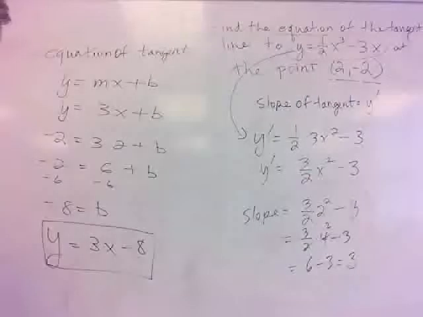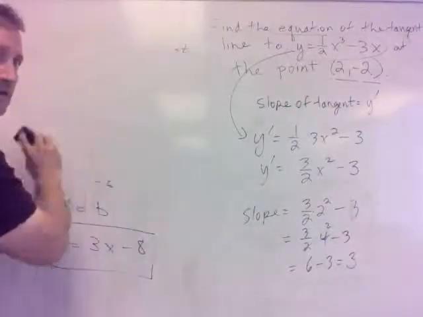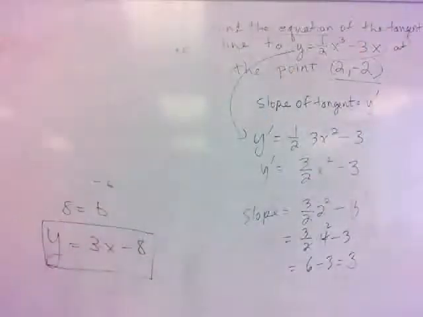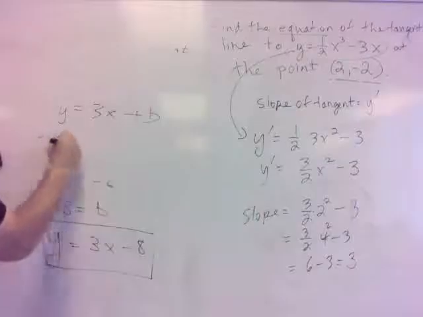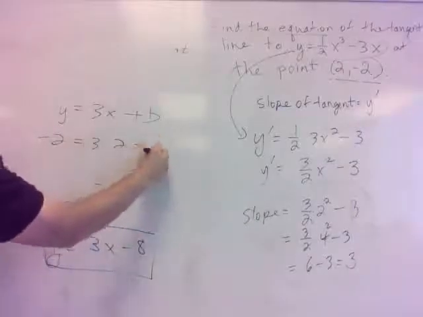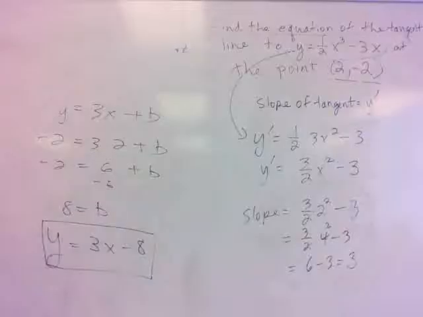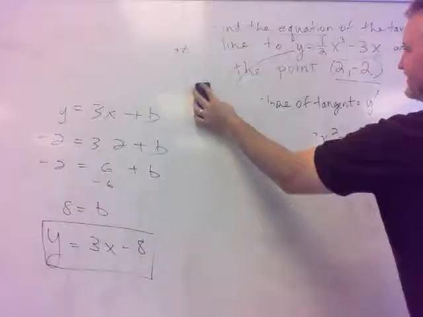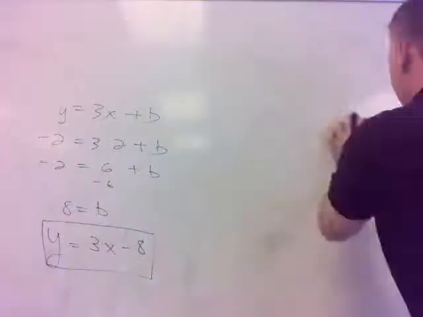Okay? Got one more quick example for you. Is that okay? Did I get too much of it? Oh, let's see. I had y equals 3x plus b. -2 equals 3 times 2 plus b. Okay, there you go. Does that help you? Yeah. Okay.